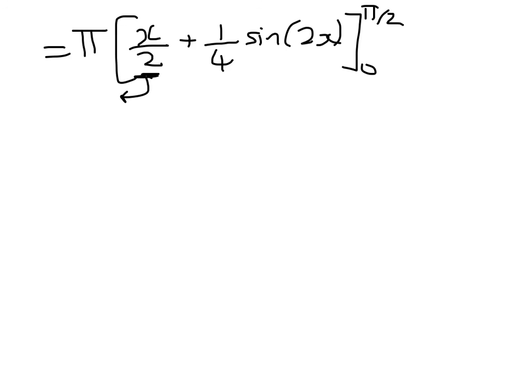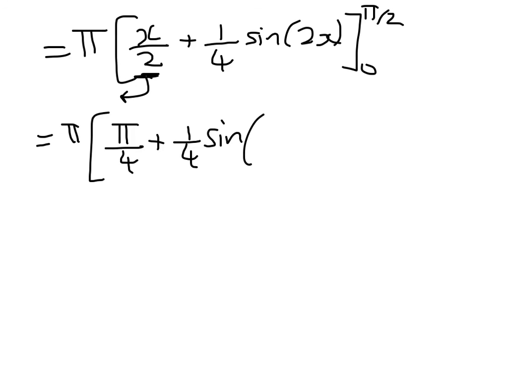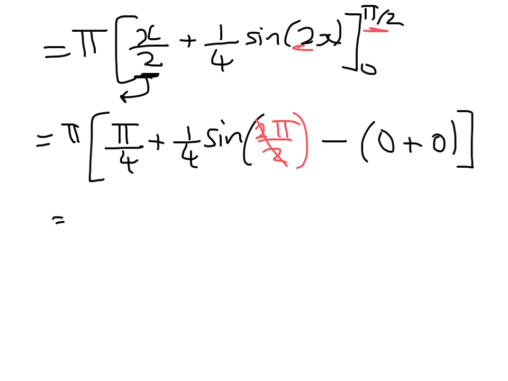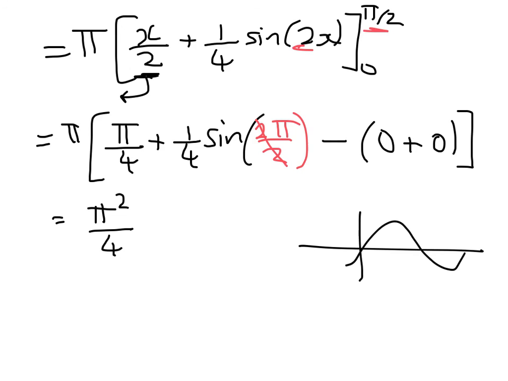Okay, so now I'm substituting in, and we get pi times, right, half of pi on 2, so that'll be pi on 4, plus 1/4 sine of, right, 2 times pi on 2, so it'll be 2 pi on 2, which is pi, minus 0 plus 0 equals pi squared on 4, and sine of pi, remember, sine of pi is just 0, so it's pi squared on 4 plus 0 minus 0. So my answer is just pi squared on 4.